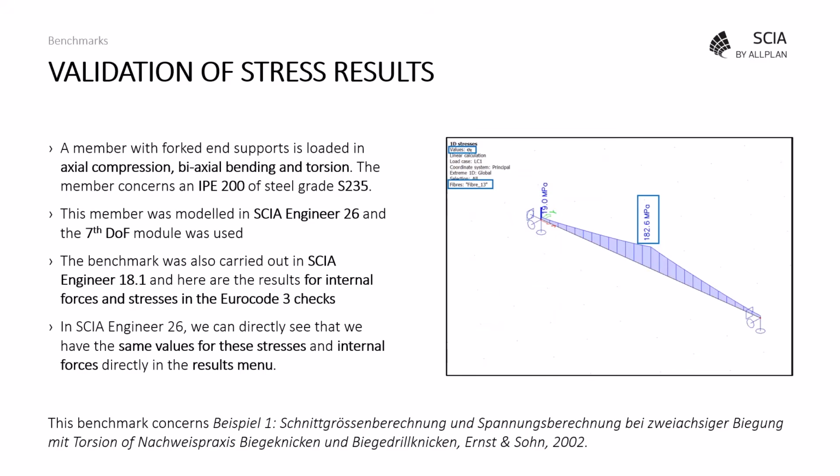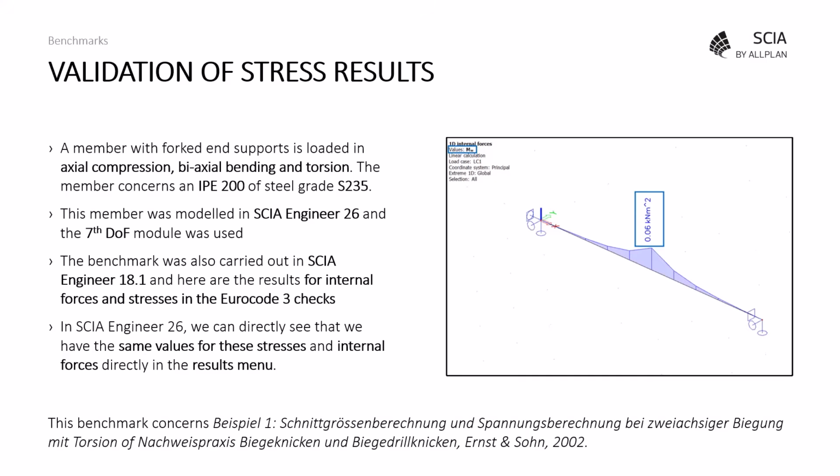And now in the new version, SCIA Engineer 26, with the 7th degree of freedom, we can clearly see that sigma E, the von Mises stress, is equal to 182.6 megapascal too, and it's also obtained on the same fiber, fiber 13 of the cross section. And if you look at the MW moment, we can see that the value is 0.06 kilonewton square meter, as predicted in the 1D model in the old version of SCIA Engineer, and of course in the benchmark itself.